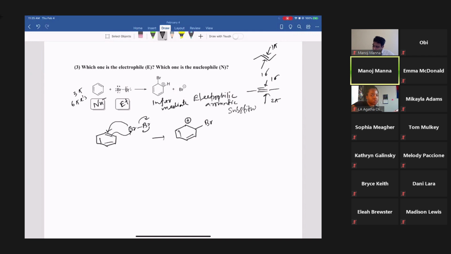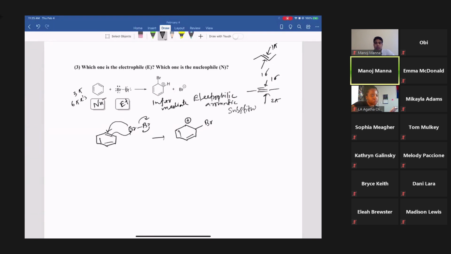What is our interest now? How can we identify the electrophile and the nucleophile? That is our interest. Just to be clear, the bromine single bond is the electrophile, because it accepts electrons to form a covalent bond with the first reactant. Bromine is not donating here. The pi electrons from benzene are donating. So that's why benzene is the nucleophile. Make sense?